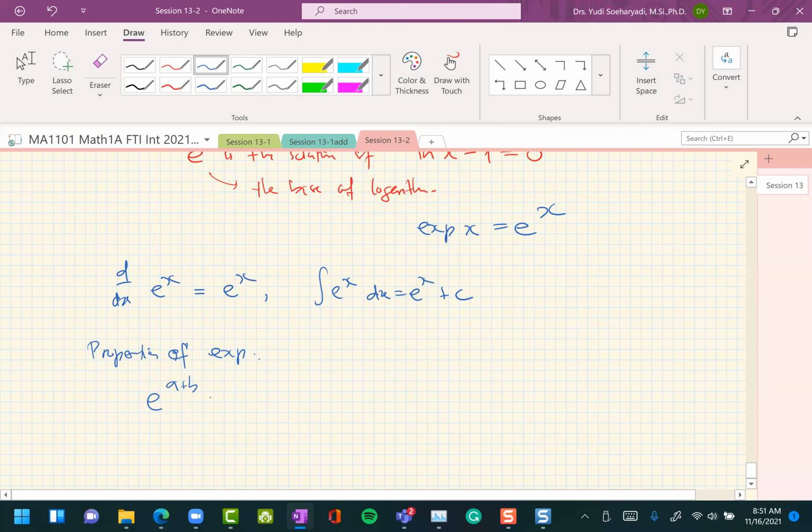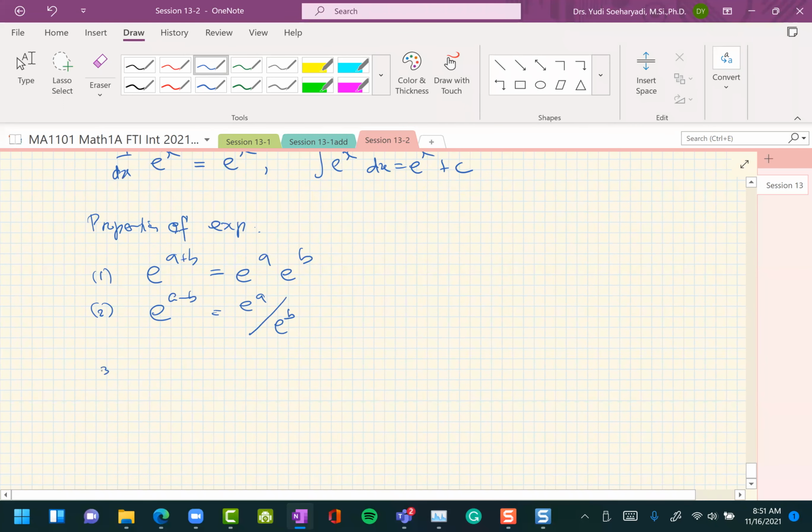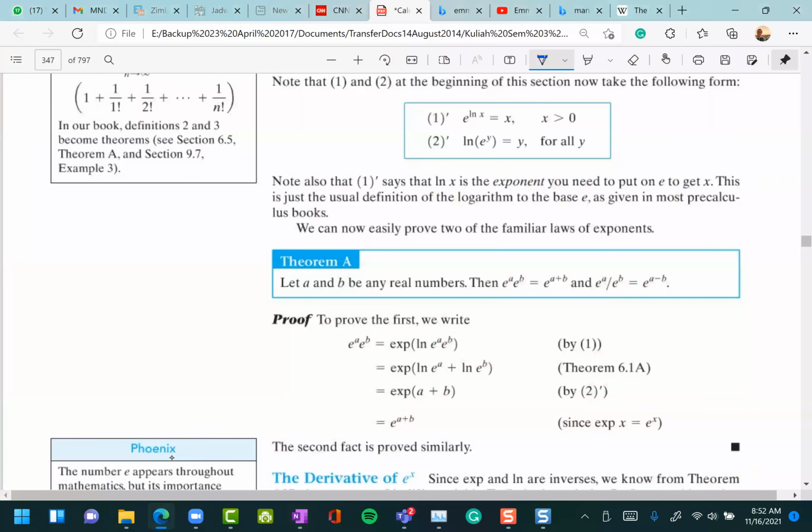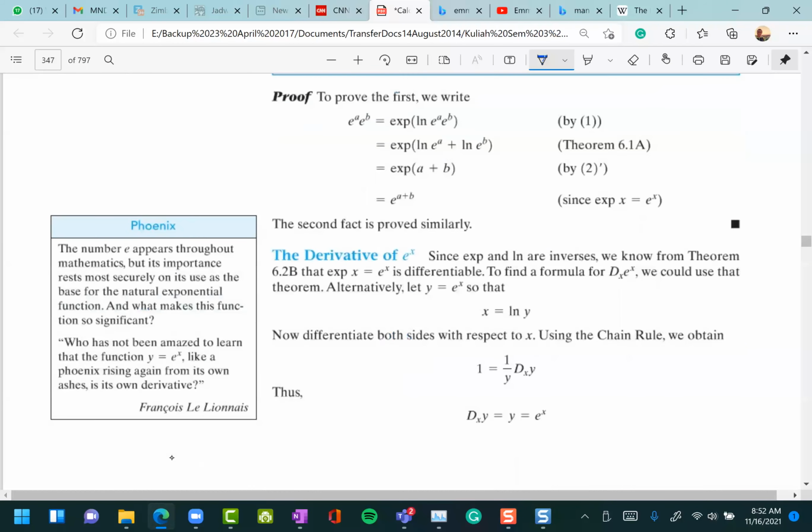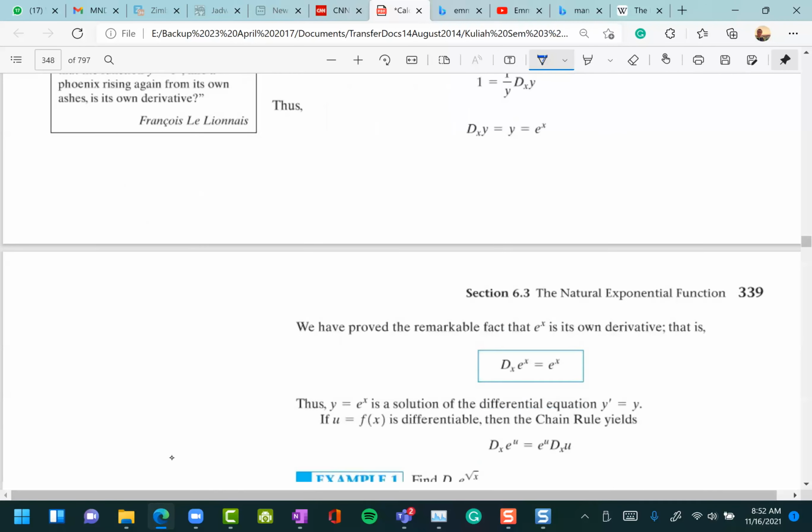E to the a plus b is e to the a times e to the b, and e to the a minus b is e to the a over e to the b. And e to the 0 is 1. Okay. And for the derivative, we talk about the derivative of e to the x.